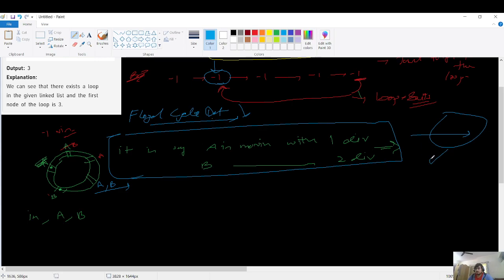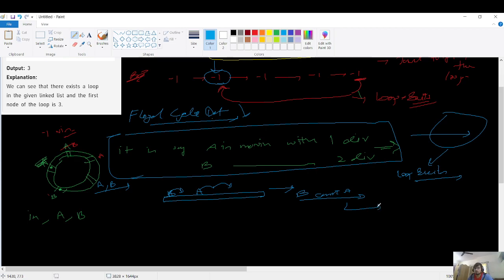And since it is a circular track, if they are meeting, that means a loop exists. That means this track was circular. If this was a linear track, and A started from here and B started from here, and A moves two steps ahead while B moves one step ahead, B cannot catch A. They will not meet at any point, and you can say that the track was not circular. There was no loop there.